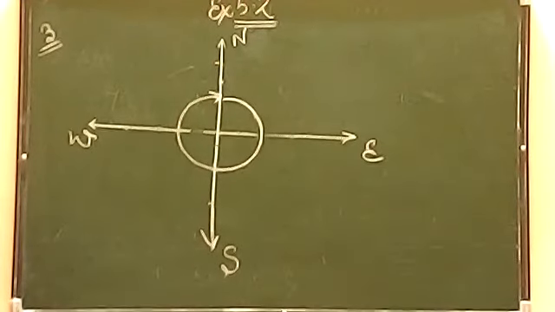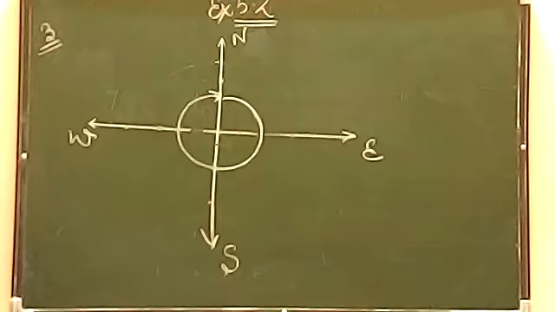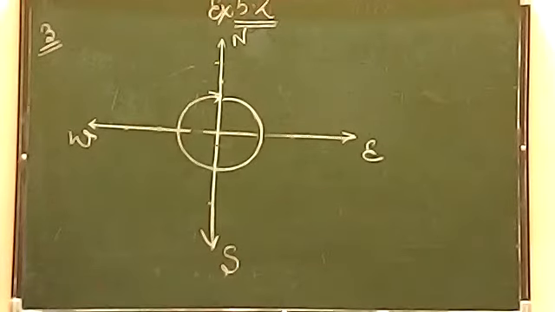Now tell me, if you are moving from east direction anti-clockwise and you are completing one full revolution, where will you reach? You are starting from east direction and you are completing one full revolution anti-clockwise. Yes, absolutely right. You will reach east only.